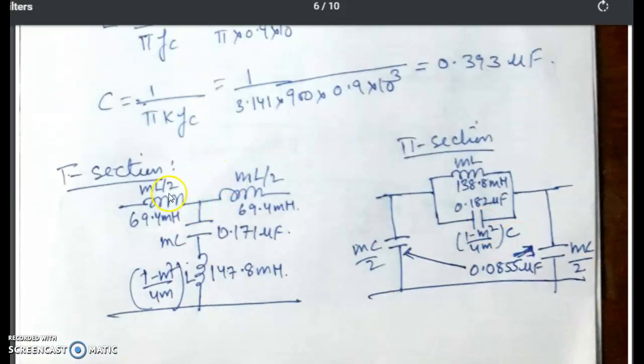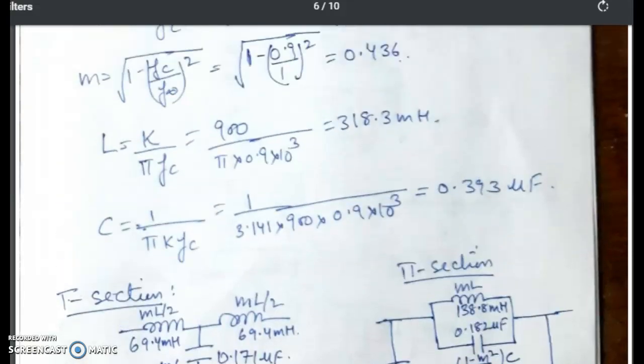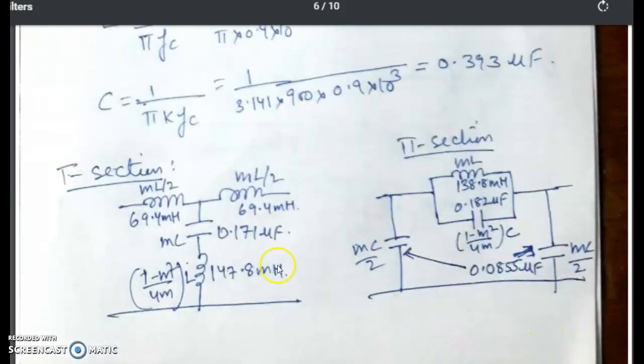So we form the T section. This component value will be ML by 2. We have found the value of M, we have found the value of L, and ML when divided by 2 comes to be 69.4 millihenry. Similarly, this component is equal to M into C. We have found the value of M, we have found the value of capacitance. So it is equal to 0.171 microfarad and this inductor is equal to 147.8 millihenry. Similarly, in the case of pi section also, this inductor is equal to M into L.